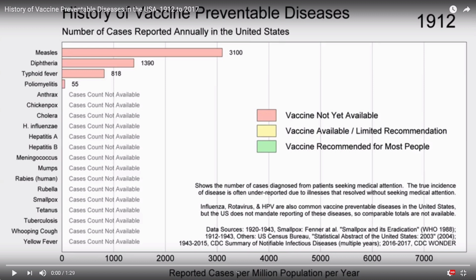If the bar is pink, that means that there's no vaccine available. When the bar becomes yellow, there's a vaccine available, though not many people get it. When the bar is green, most people are getting the vaccine. And so I'm going to let this play. You're going to see how many cases of these infectious diseases there are per year.